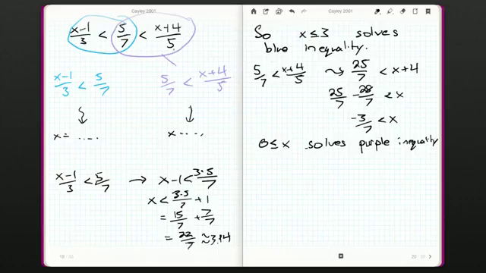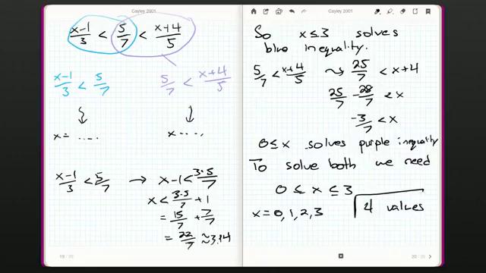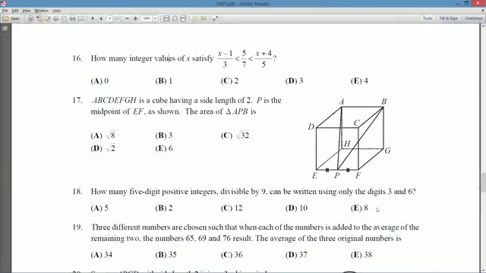Now, to solve both inequalities, we need x values that solve each of the inequalities. So we need x between 0 and 3. And we're asked for how many integer values? So that's 0, 1, 2, 3. I'm listing them out just so I can very easily count them. So there's 4 values that work, and 4 is answer number E.